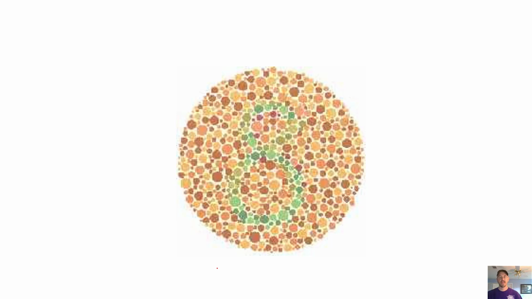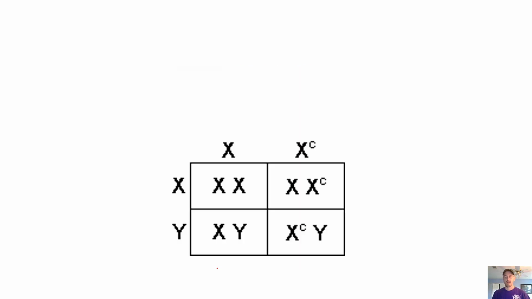Other traits that are inherited in a Mendelian type fashion are color blindness. So if you look at this screen and you don't see a letter 8 in the middle, that could be a sign that you have color blindness. Don't use my one slide as a definitive factor there. Go see an eye doctor. But color blindness, interestingly enough, is inherited on the X chromosome. It's an X-linked trait. You might hear that term, X-linked.